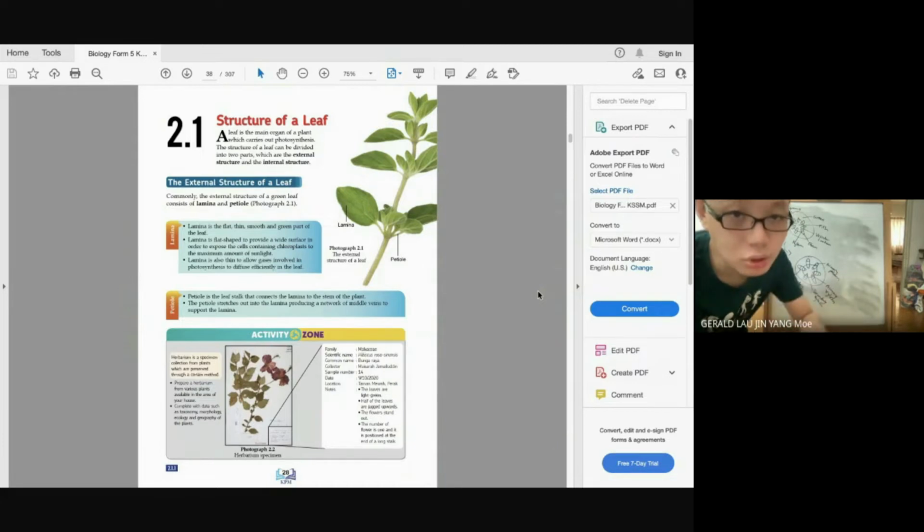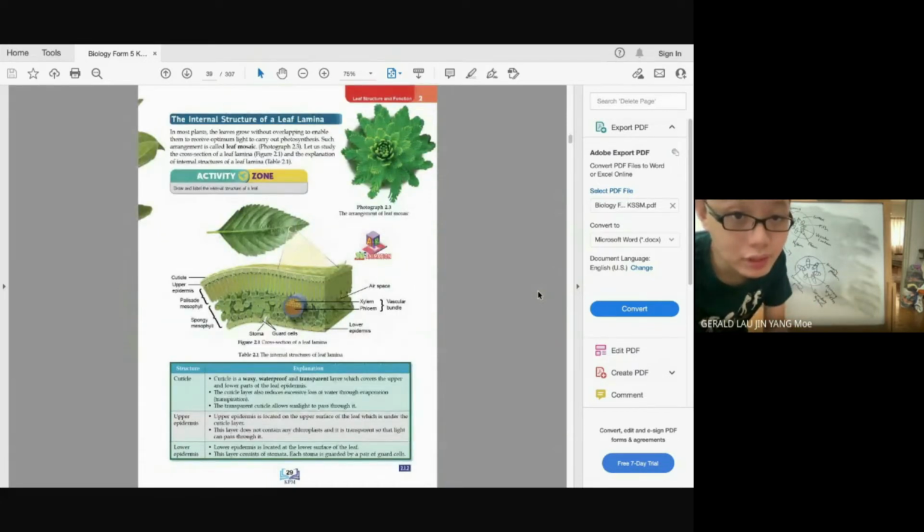Okay, so that's for the structure of leaf. Now internal structure, this is very important. Before we go on, you have to know that all these lamina and leaves are arranged in a pattern called leaf mosaic.